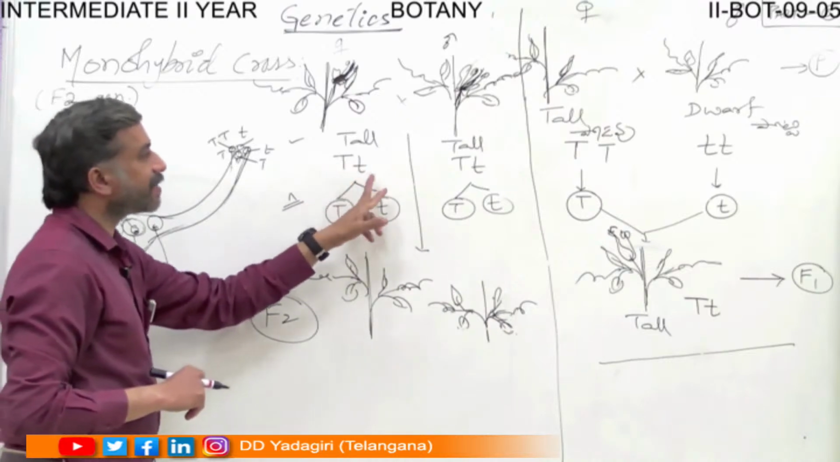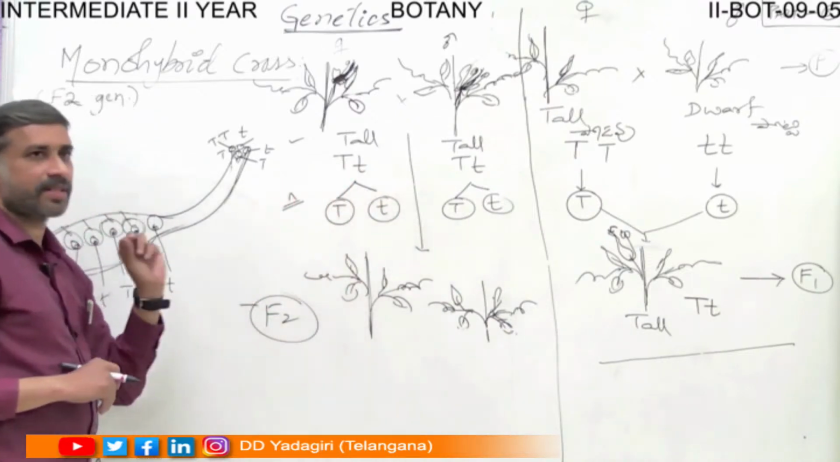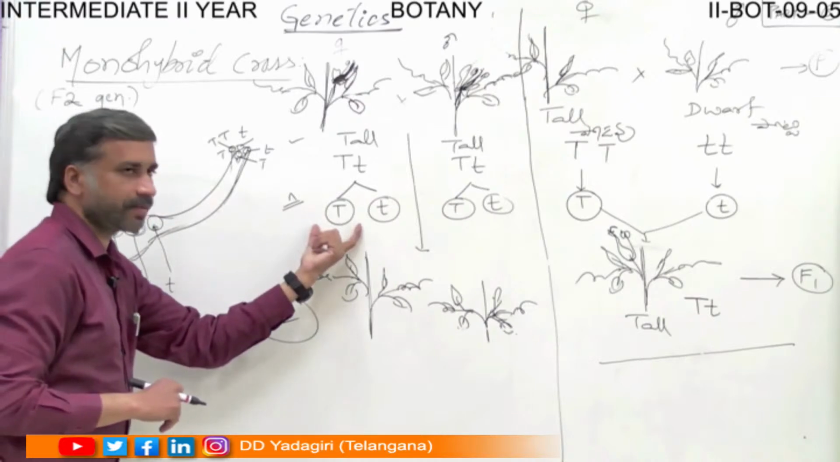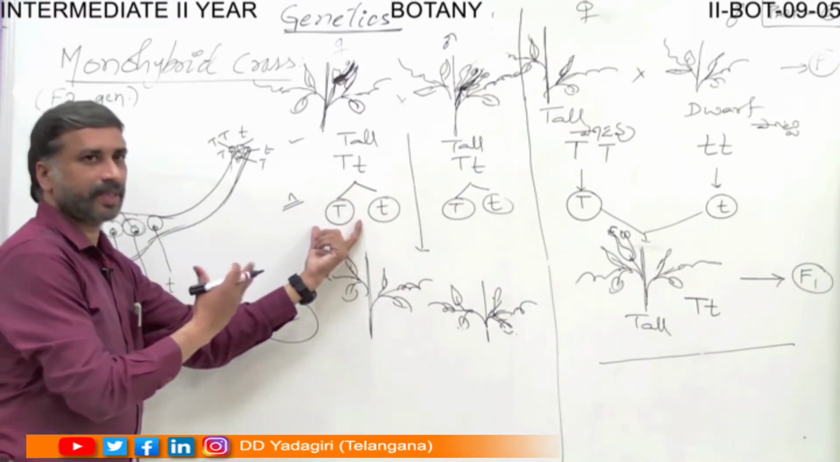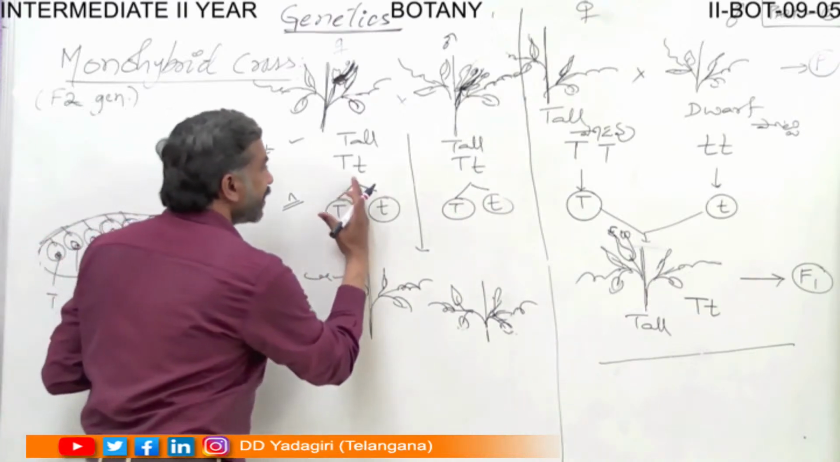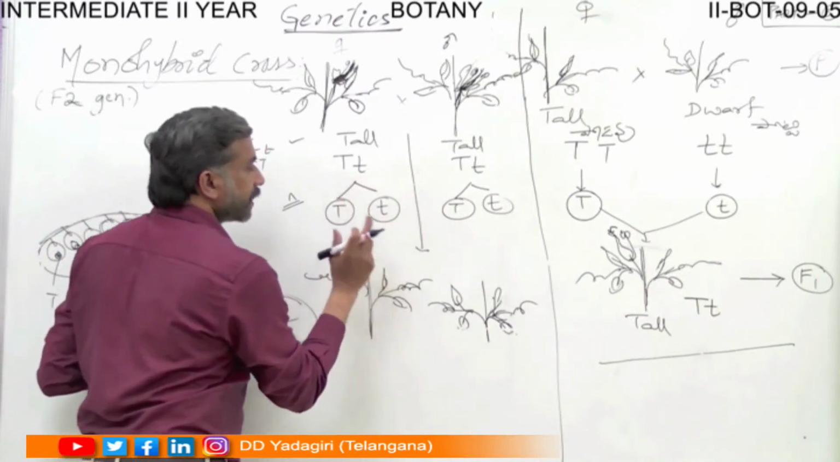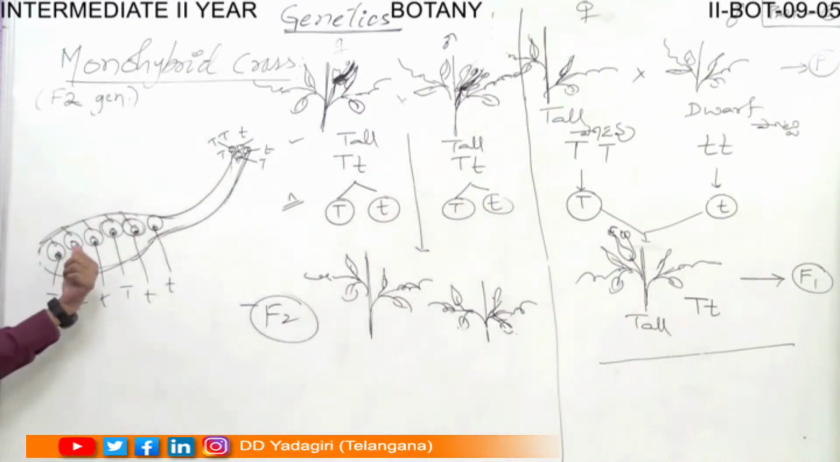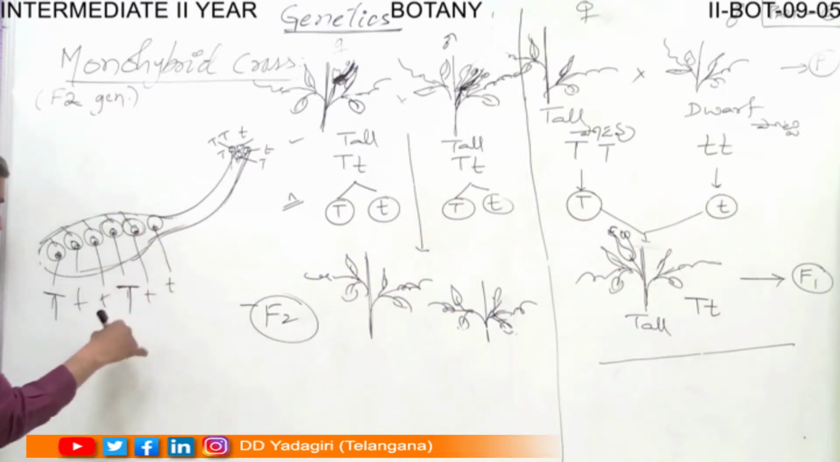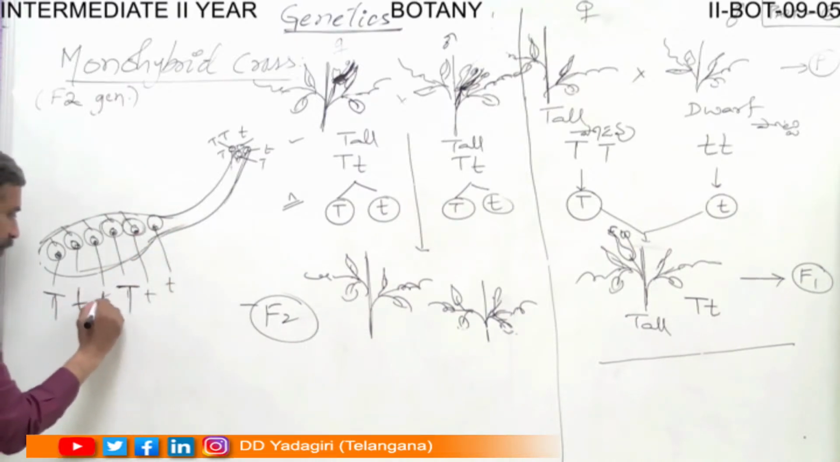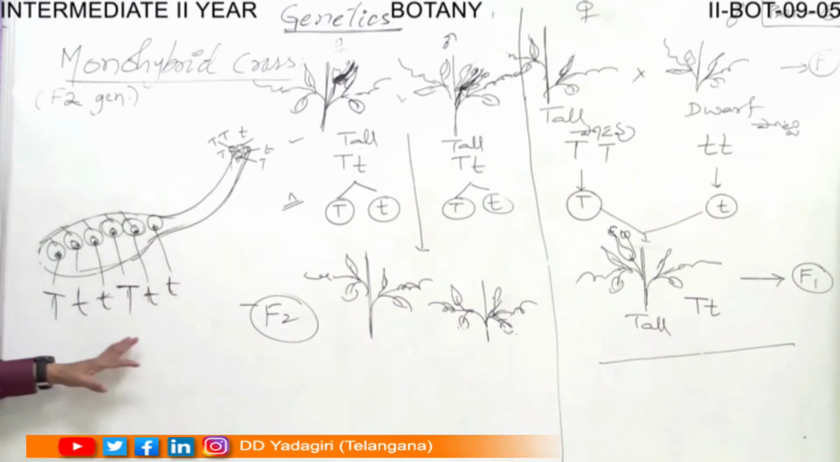Here the alleles are different. So what happens is some of the eggs will receive the capital T allele, that is 50%. Right? And some other egg cells will receive small t. Means here the egg cells are of two types. The gametes that are produced are of two types. Some of the gametes will contain capital T allele, and some other gametes will contain small t allele.